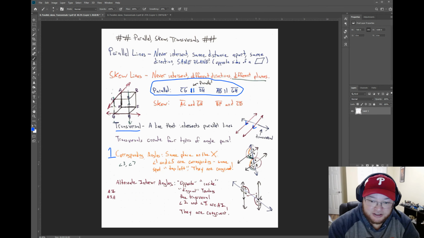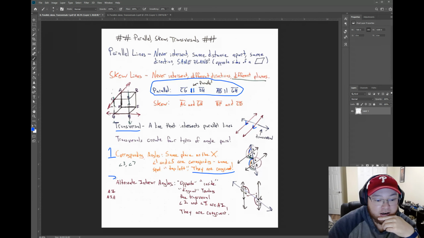So, angle 1 and angle 5 are corresponding. They're in the same spot. They're on the top left, right? Top left, top left. 3 and 7 are also corresponding because they're on the bottom left. 2 and 6 are corresponding, top right, and 4 and 8 as well. And it's important to notice they are congruent. They are the same. When we talk about stuff in the next section, that's very, very important.